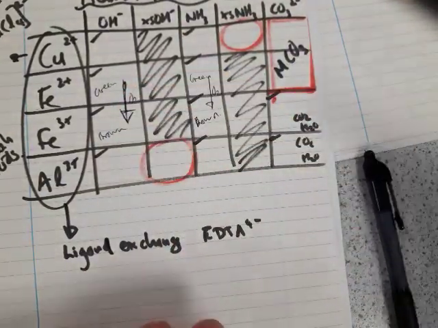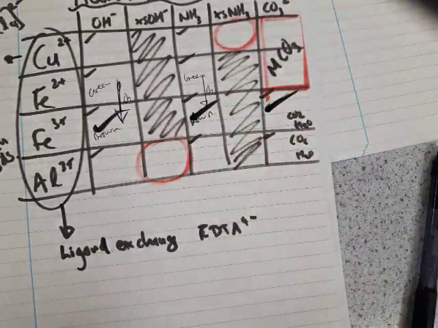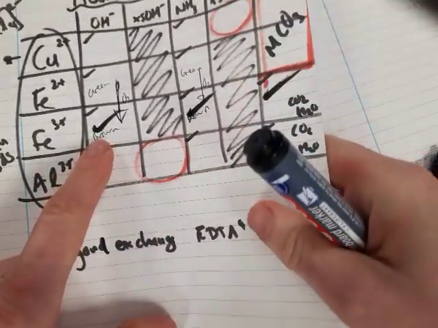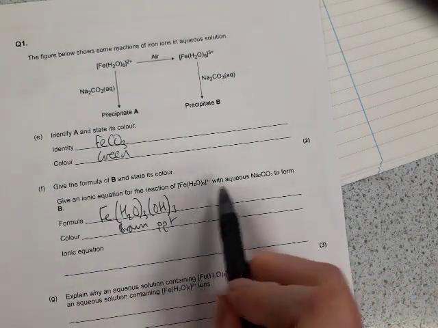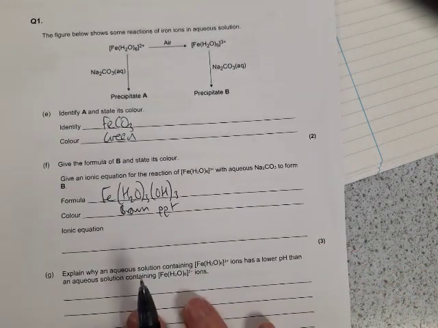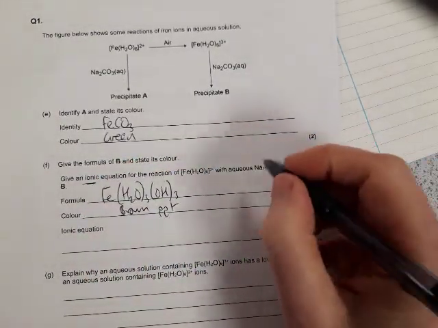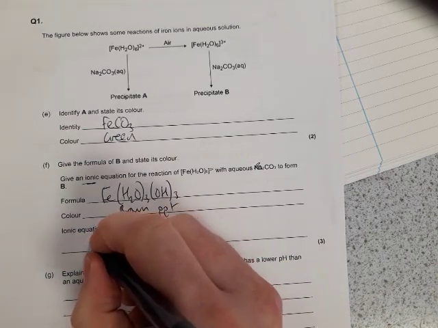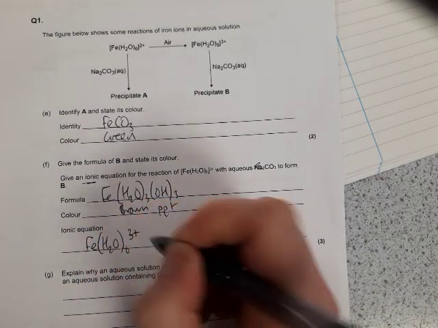There we go. Because with iron 3 plus, this is the same as this is the same as this. And that is Fe(OH)3(H2O)3. The ionic equation for the reaction of this with aqueous Na2CO3. So when they say ionic equation, we don't need to include the sodiums. So I'm going to start off with Fe(H2O)6 3 plus.